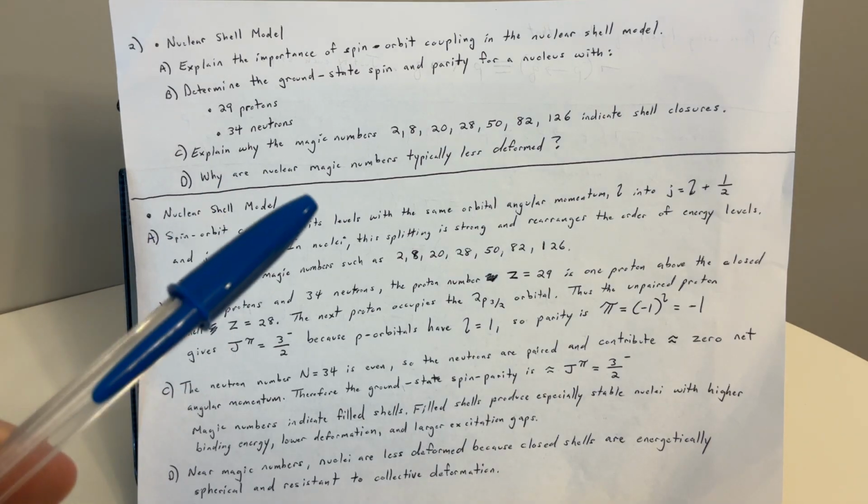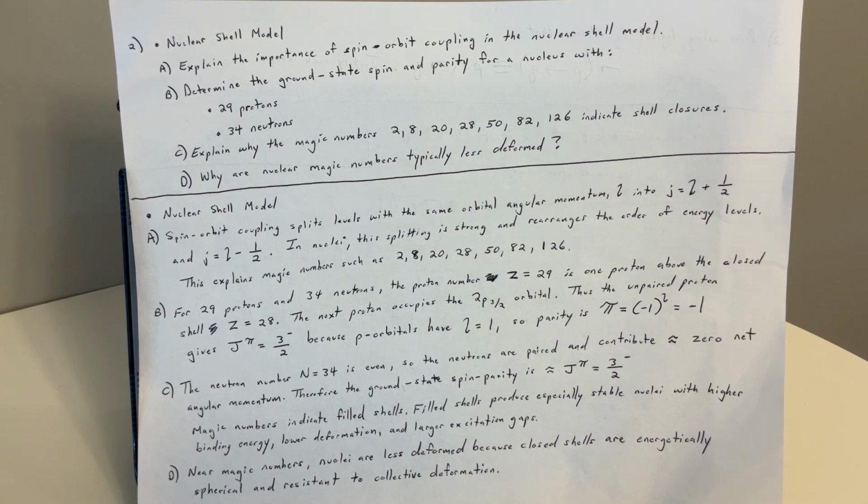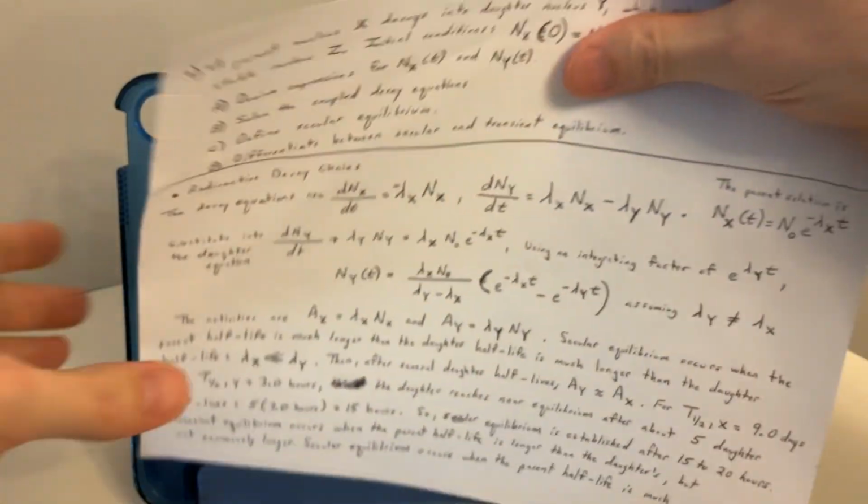Part D, why are nuclei at magic numbers typically less deformed? Well, near magic numbers, nuclei are less deformed because closed shells are energetically spherical and resistant to collective deformation. Okay, so that's number 2. Moving along to number 3.